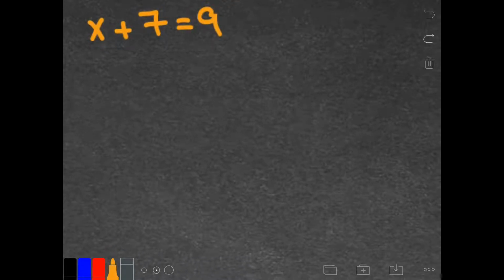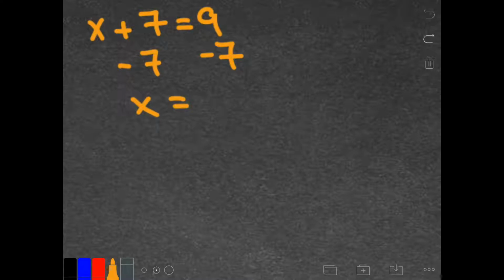Here's another example. What if I don't have subtraction? What if I have addition instead? Well, I need to do the opposite of addition. The opposite of addition is subtraction. So x plus 7, I'm going to do minus 7 to both sides to keep the equation balanced. Well, 9 minus 7 is 2.